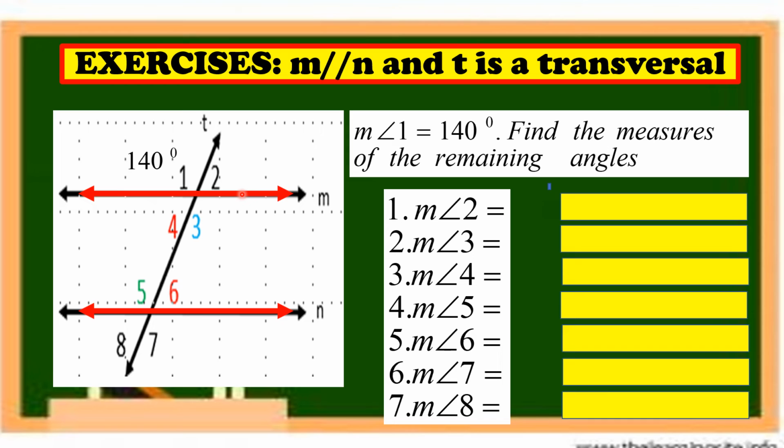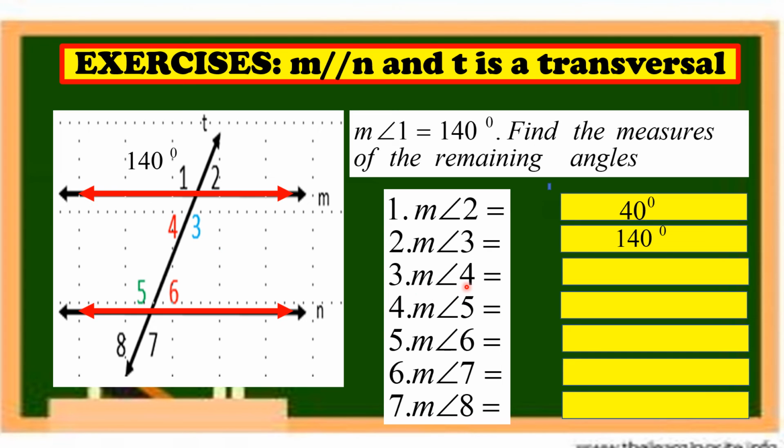What is the measure of angle 2? The measure of angle 2 is 40 degrees. We need to find the measure of angle 3. Angle 1 and angle 3 are vertical angles. If angle 1 and angle 3 are vertical angles, what is the measure of angle 3? Vertical angles are congruent. The measure of angle 3 is 140 degrees.